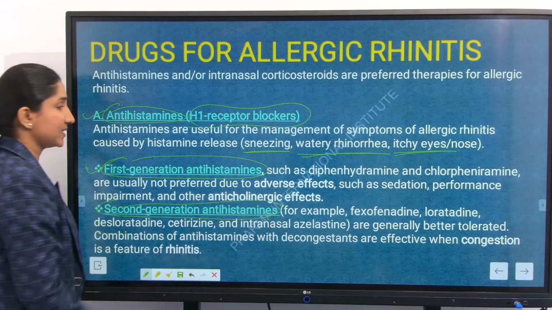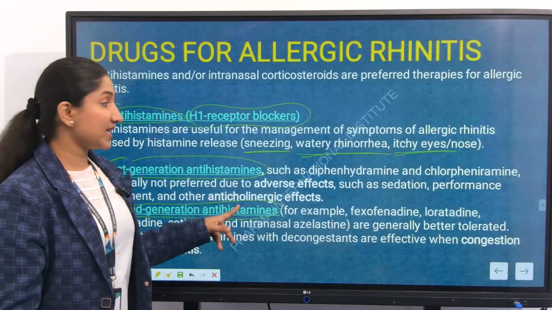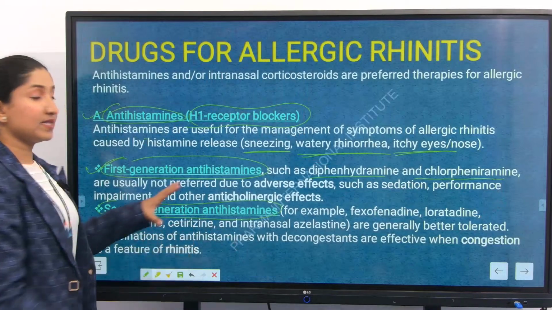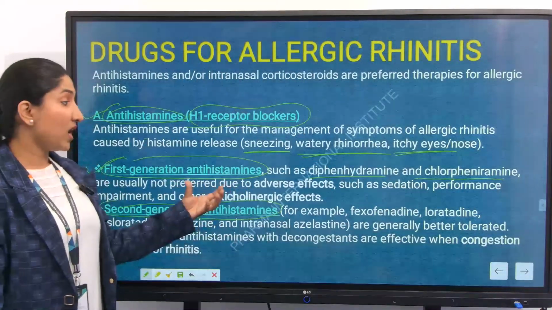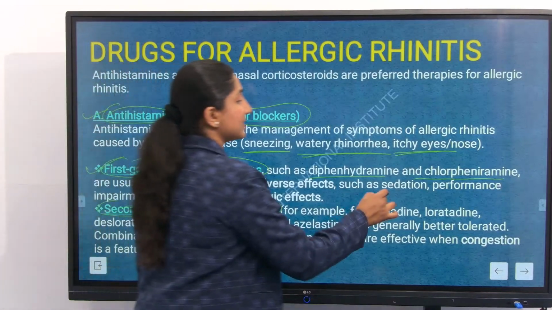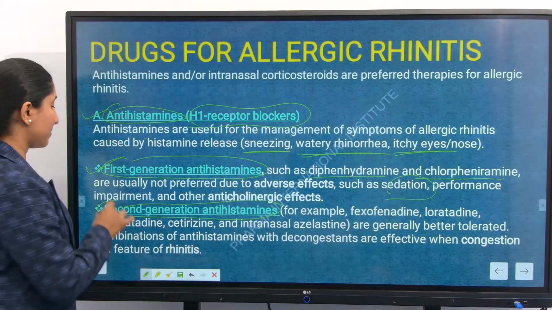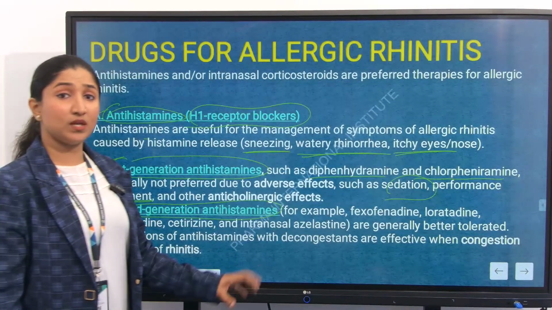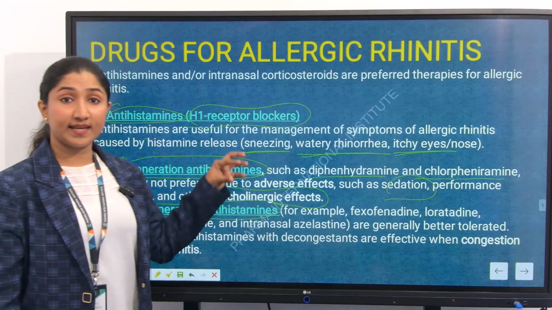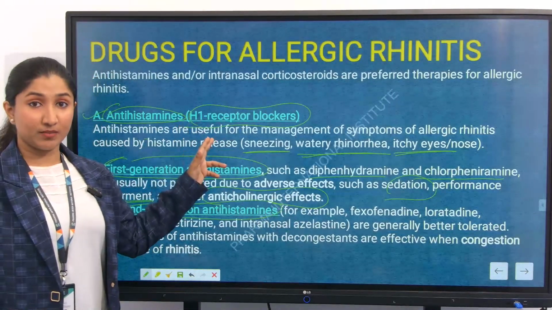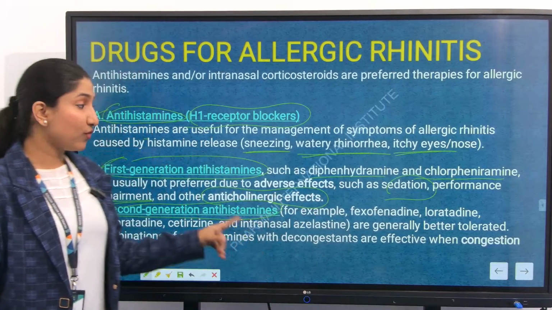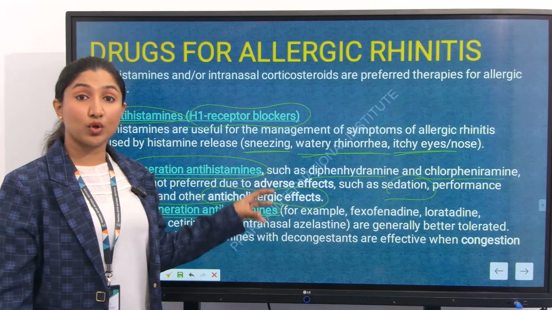First generation antihistamines include diphenhydramine and chlorpheniramine, and these agents have some additional adverse effects like sedation, performance impairment, along with anticholinergic activities. Even though the first generation agents are highly effective in inhibiting histamine action, because of these side effect profiles of sedation, decreased performance, and anticholinergic effects, they are not commonly preferred.